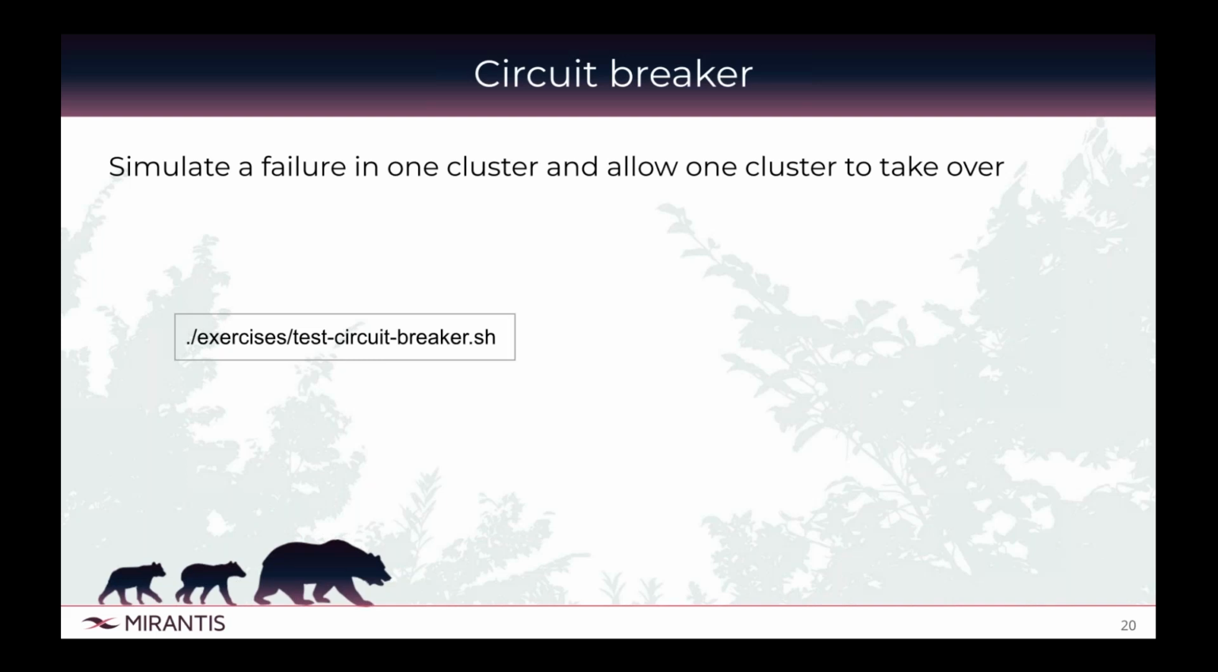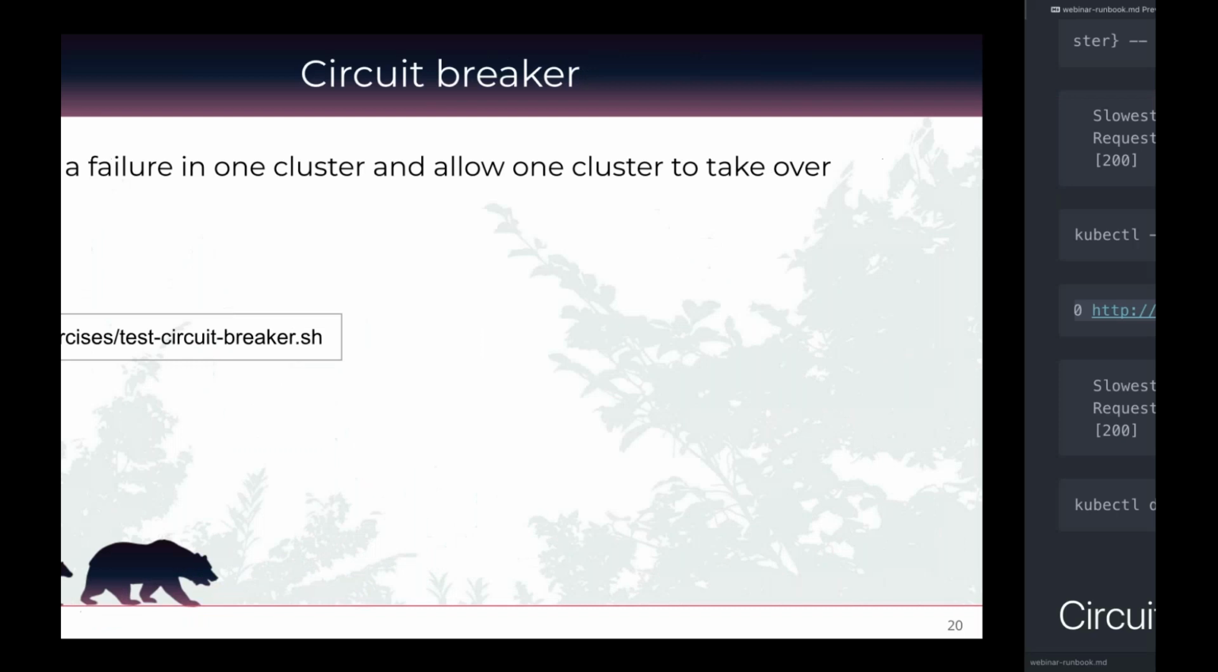Sure. Yeah. So in this circuit breaker example, we're basically going to simulate a catastrophic failure. We're basically going to remove the second cluster out of the mix, and we're going to see how Istio is able to manage that and how it's able to control the situation.